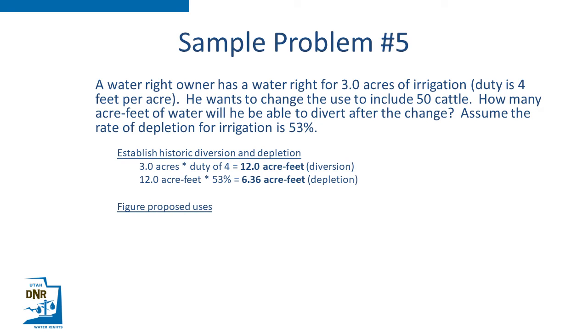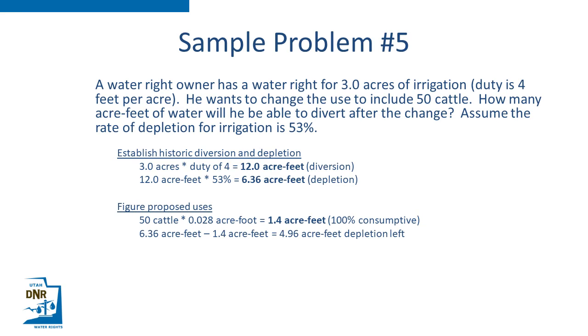Now, to figure the proposed uses on our change application to add in the 50 head of livestock, 50 head of livestock times 0.028 will equal 1.4 acre-feet. It is important to note that livestock is considered 100% consumptive. So that means the depletion is also going to be 1.4 acre-feet. So we take the beginning depletion amount, 6.36 acre-feet, we subtract out the 1.4 acre-feet, and that leaves us 4.96 acre-feet in depletion left to work with.